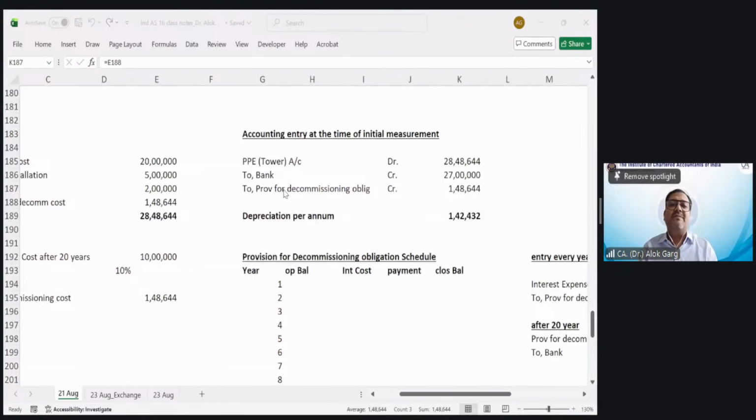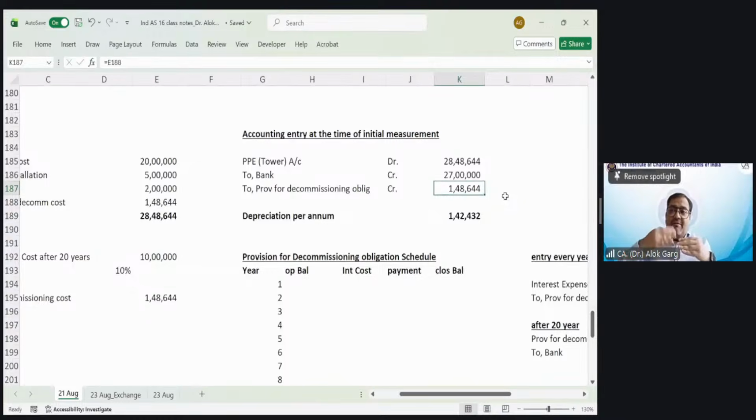This provision comes from Ind AS 37: Provisions, contingent liability and contingent asset. You are absolutely right, Manish. Right? Okay. So friends, now, sir, what will happen with this 148,644?